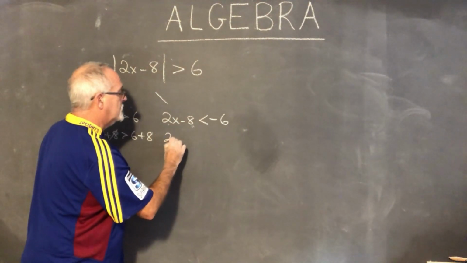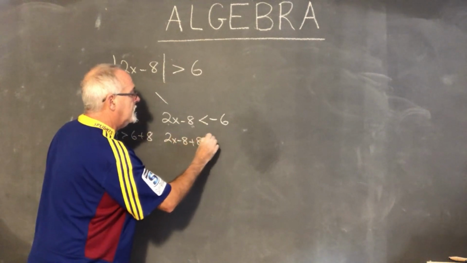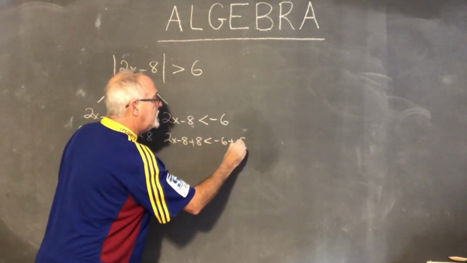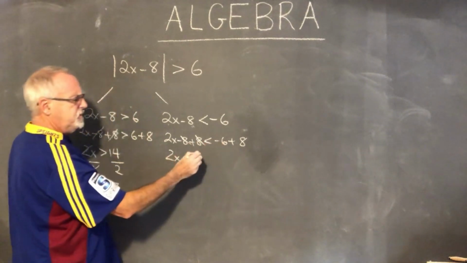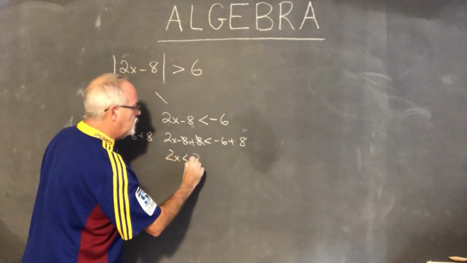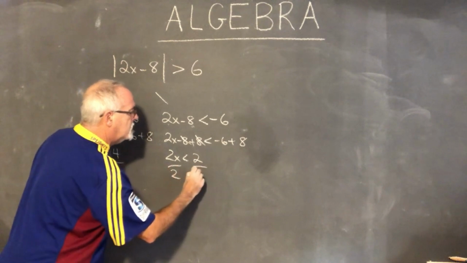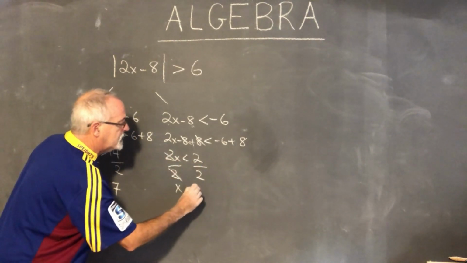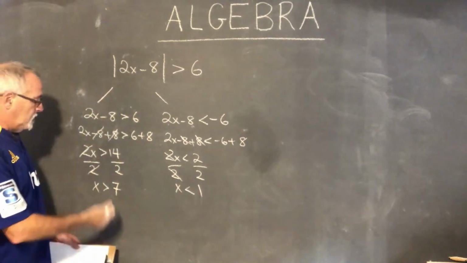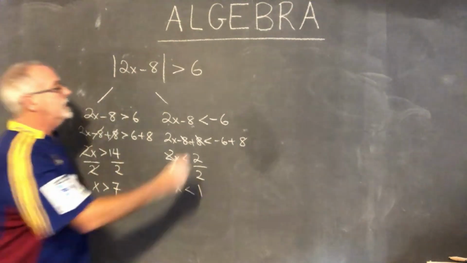Here, 2x minus 8 plus 8 less than negative 6 plus 8. Cancel, cancel. 2x less than negative 6 plus 8 is 2. Divide both sides by 2. Cancel, cancel. No need to flip the symbol. X is less than 1. X is less than 1 and x is greater than 7. That's interesting. Let's graph it.